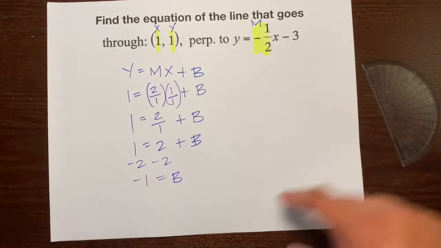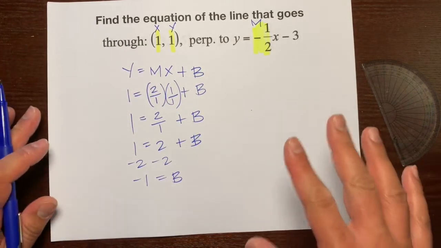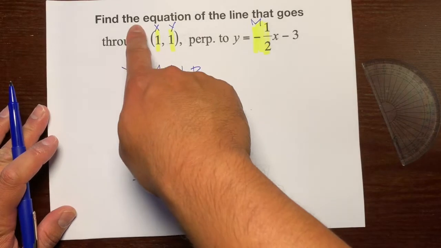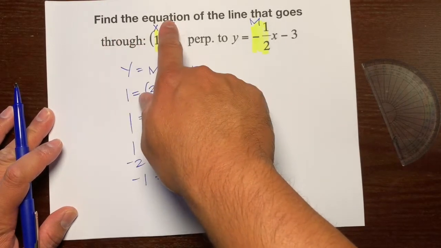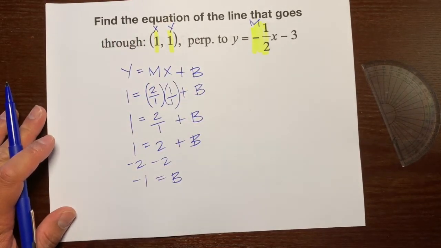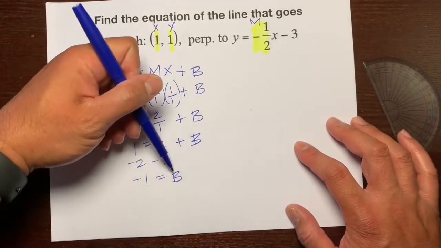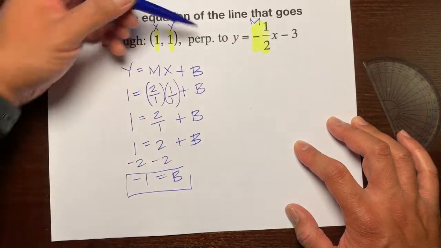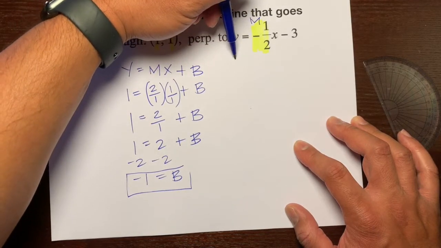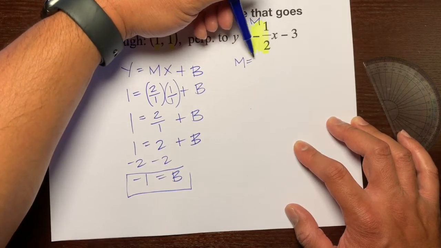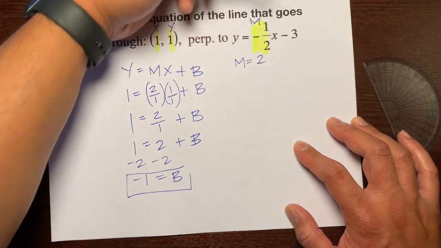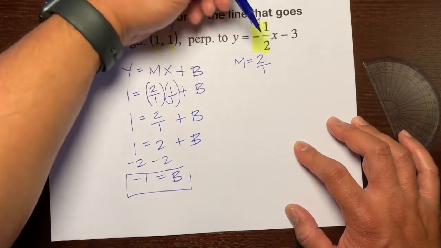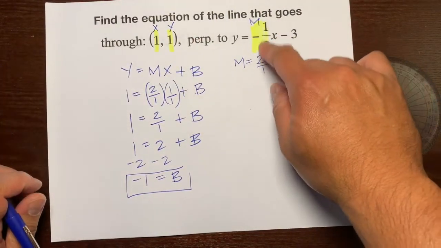And some people are going to say, okay, I'm done. I found b. No, because the instructions say find the equation. We need an equation. So we have our b. We're not going to use this m, okay? So we should have written it in the beginning. The m that we're going to use is 2 over 1, or just 2, the opposite reciprocal of that.